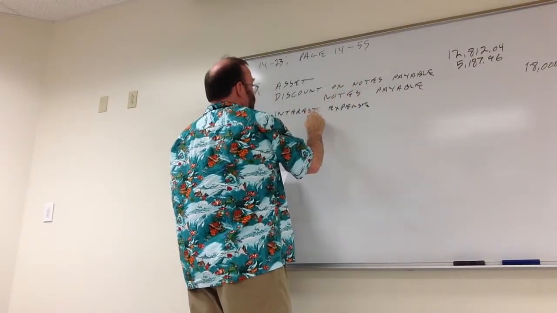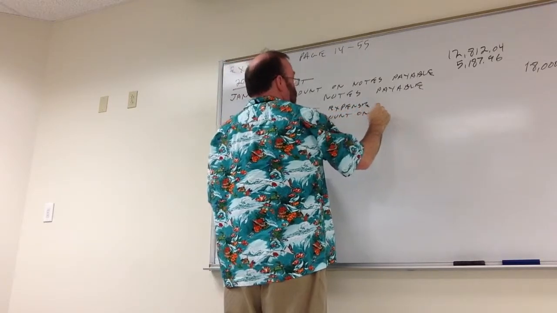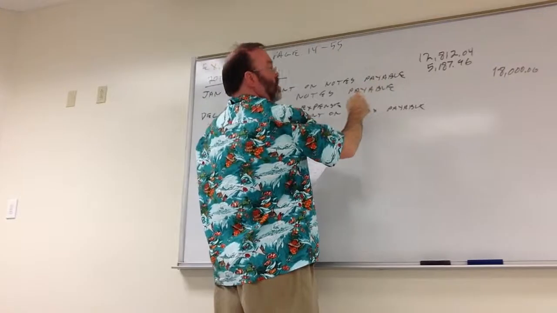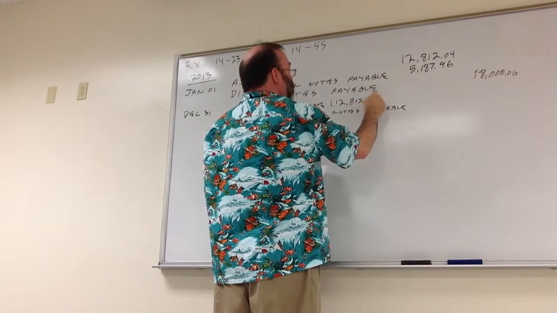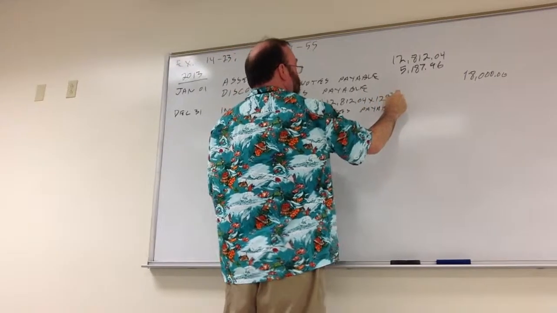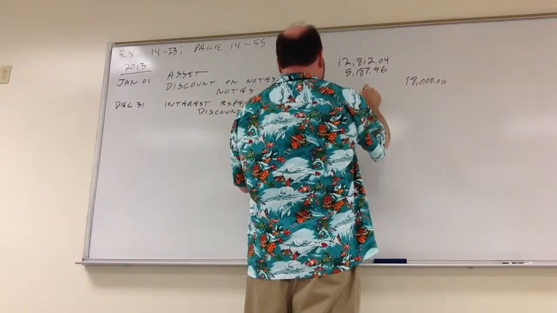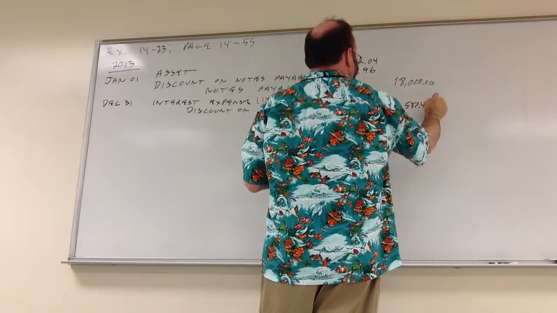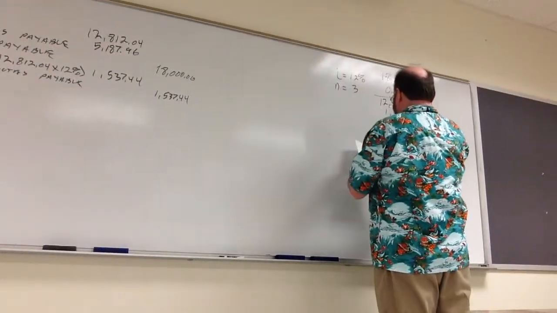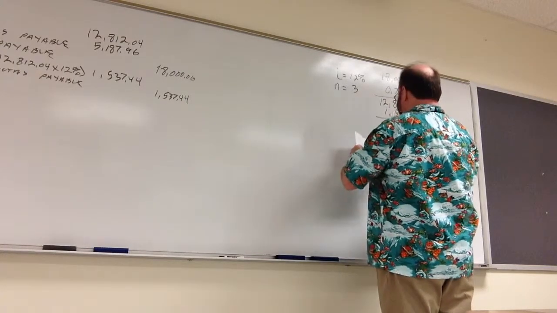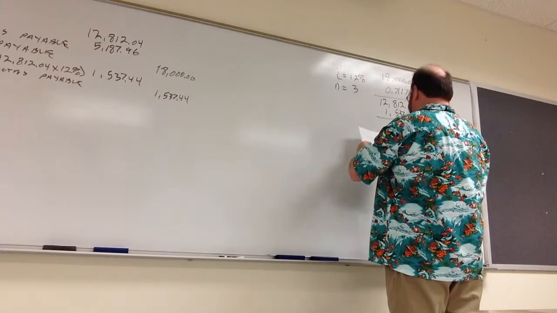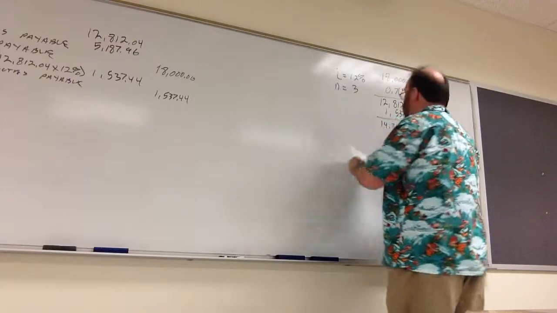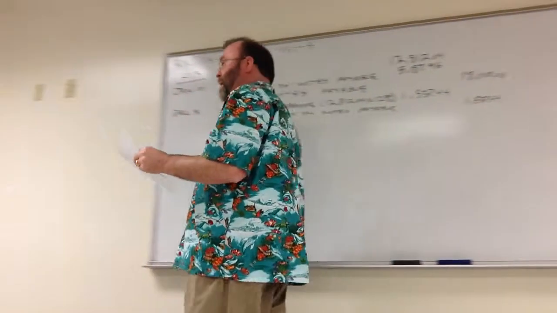And then amortize the discount on notes payable. So if we take the $12,812.04 and multiply that by 12%, we'll get $1,537.44. Add that to the present value at the time of the transaction, and we now have a book value of $14,349.48.